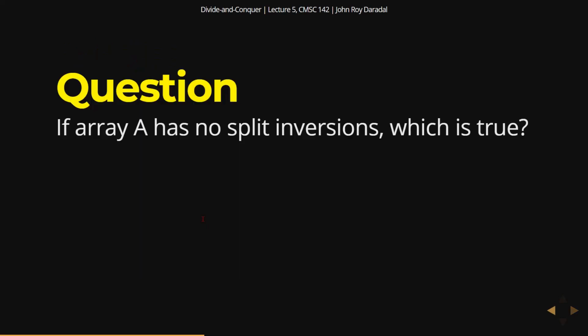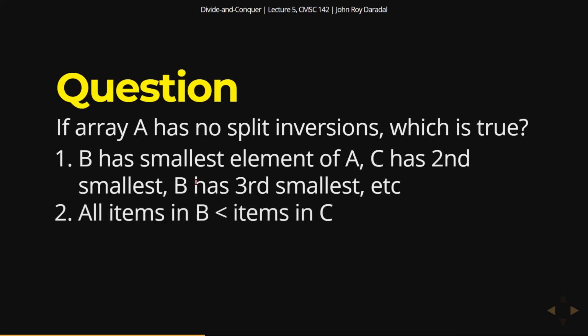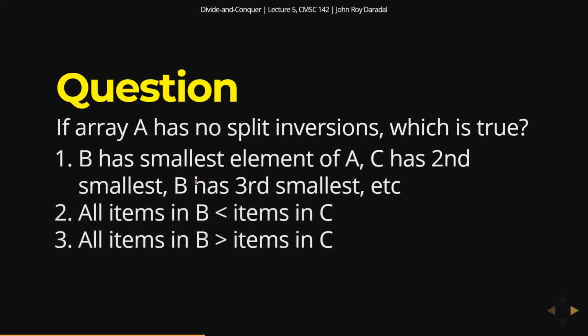Okay, so now here's a question. If array A has no split inversions, which of the following is true? Is it that it alternates, like B has the smallest element, C has the second smallest, B has the third smallest, C has the fourth smallest? So alternating between the left and right? Or are all items in B less than items in C? Or are all items in B greater than all items in C?